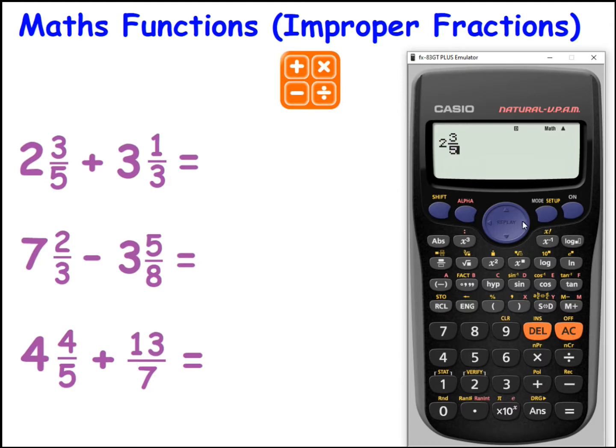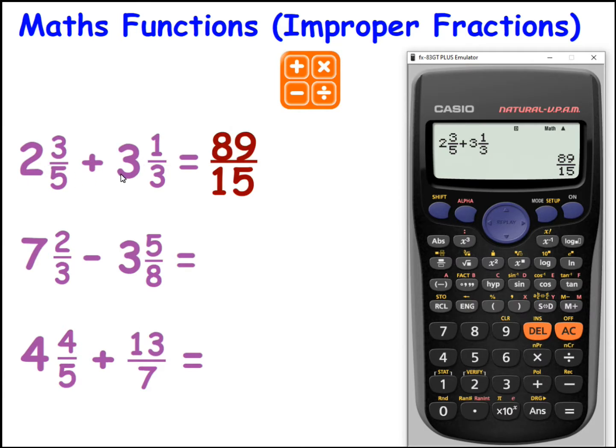Don't forget to move the rocker to the right so that you put the plus sign in line with the dividing line. Then we've got another mixed number. So to get to the mixed number format, Shift and then the fraction button. Put in the whole number 3, the numerator 1, rocker down, denominator of 3, and then press equals. And it gives you the answer as a mixed number, 89 over 15.